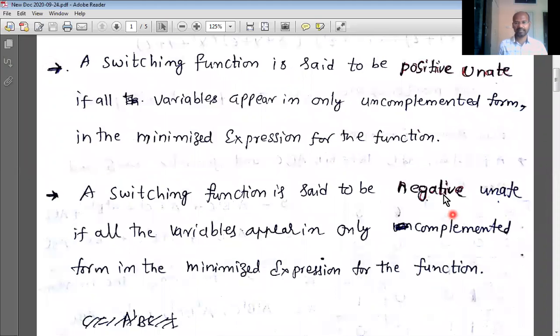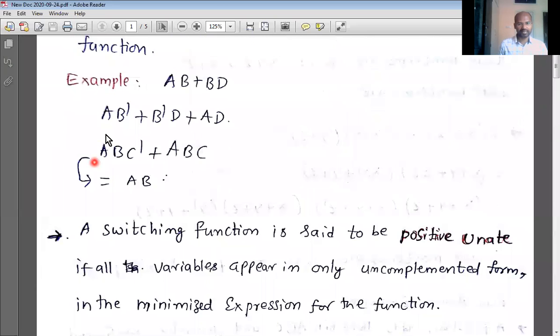Another one is negative unit function. What is this negative unit function? A switching function is said to be negative unit if all the variables appear in only complemented form in the minimized expression. Let's see, can we say the second example is a negative unit function?